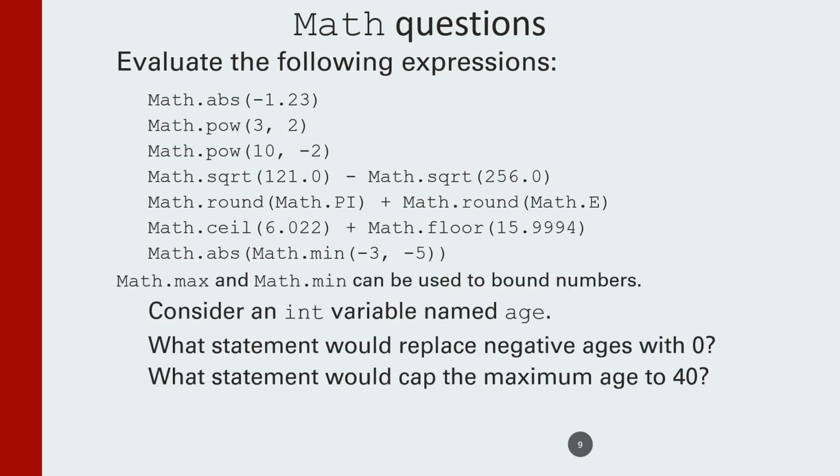I have one more slightly more complicated problem. Math.max and Math.min can be used to bound numbers. If I had an int variable named age, what statement would replace negative ages with 0? And what statement would cap the maximum age to 40? So that's something that would take a little bit more effort on your part to try to understand how to do, but please feel free to pause the video or come back to this to try and answer these questions.